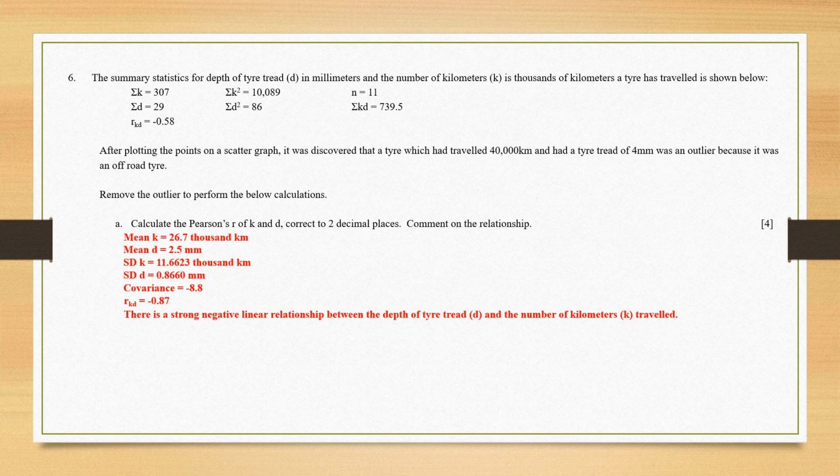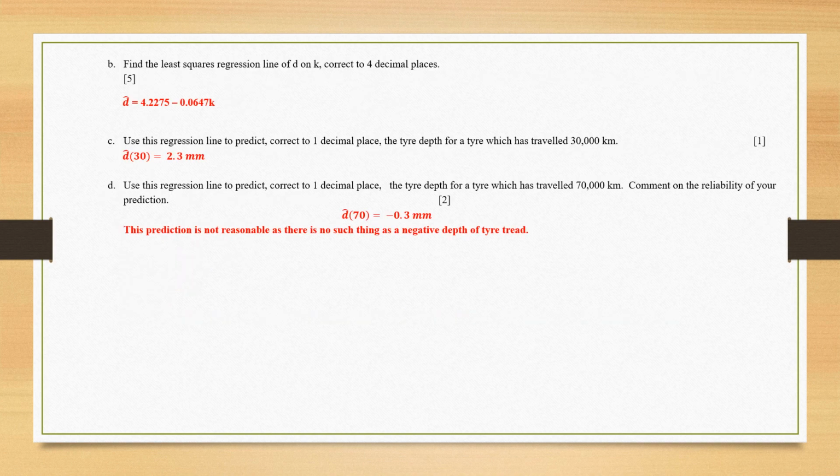Okay, moving on. Formulas are given, you just use the formula sheet and complete it. Find Pearson's R, which is your correlation coefficient, is the same thing, and comment on the relationship. Then find the least square regression line. You use the formulas in the formula sheet. Now you cannot use calculator because summary statistics is given. Just compute everything and put it down.